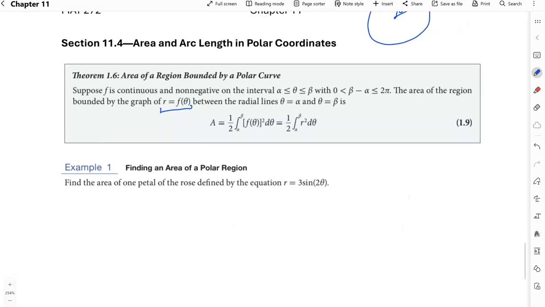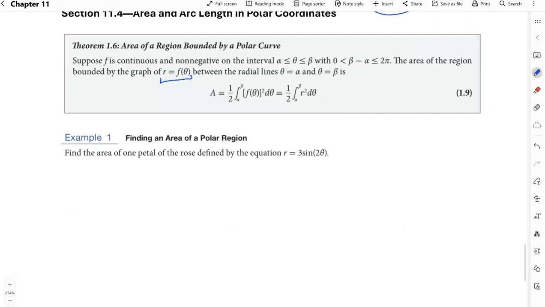So let's look at a few examples. For this first one, we want to find the area of one petal of a rose defined by the equation r equals 3 sine of 2 theta. So we need to figure out how we can trace one petal. So I'm going to pull this up in Desmos. We need to figure out what my theta bounds are going to be. So we're going to find bounds on theta.